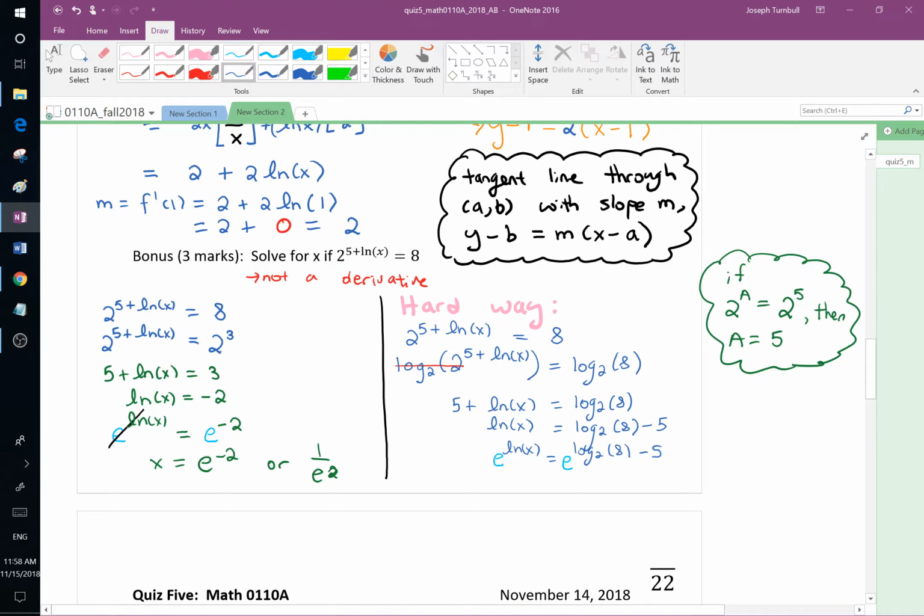We don't get any cancellation law on the right-hand side. We only get one on the left-hand side because the bases match. So we have x equals e to the log base 2 of 8 minus 5. You can't cancel that.